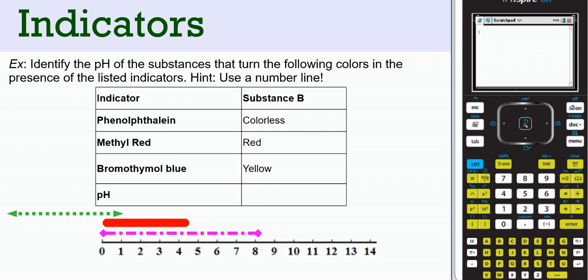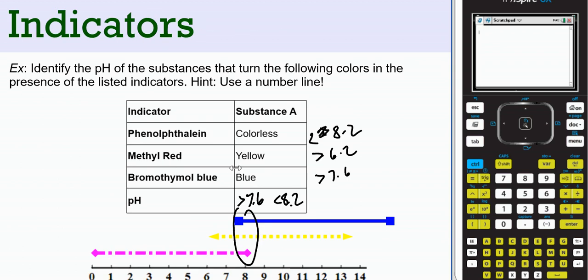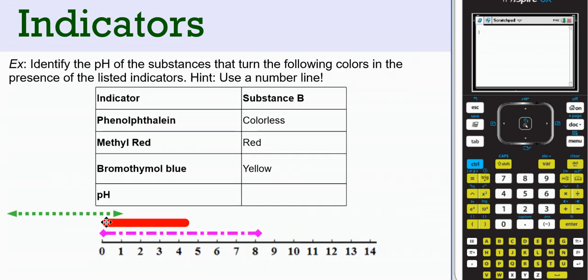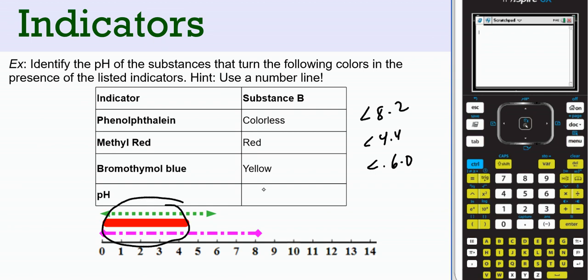And then bromothymol blue is yellow. When it's yellow, BTB is yellow at less than 6.0. Write that there. So again, less than 6.0, less than 4.4, less than 8.2. So the best we can do is this range here, 0 to 4.4, less than 4.4 really, but that's a good enough range. So you see how indicators can give you a decent idea of where the pH of your solution lies.